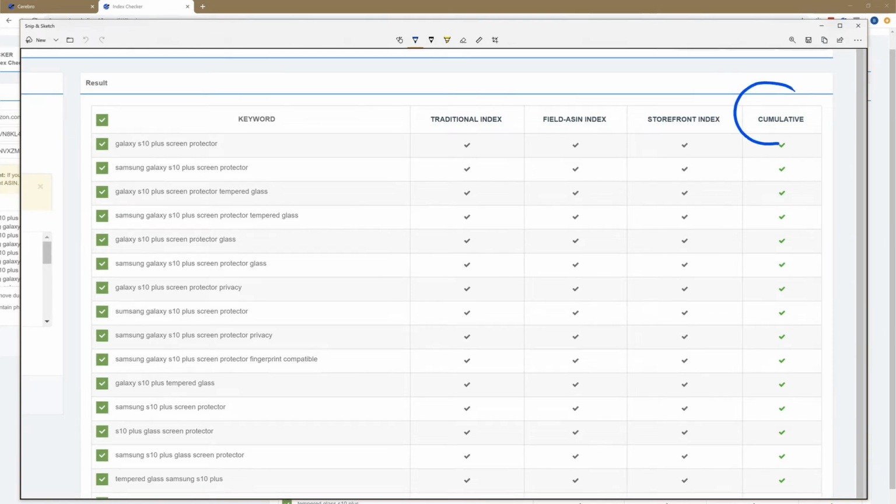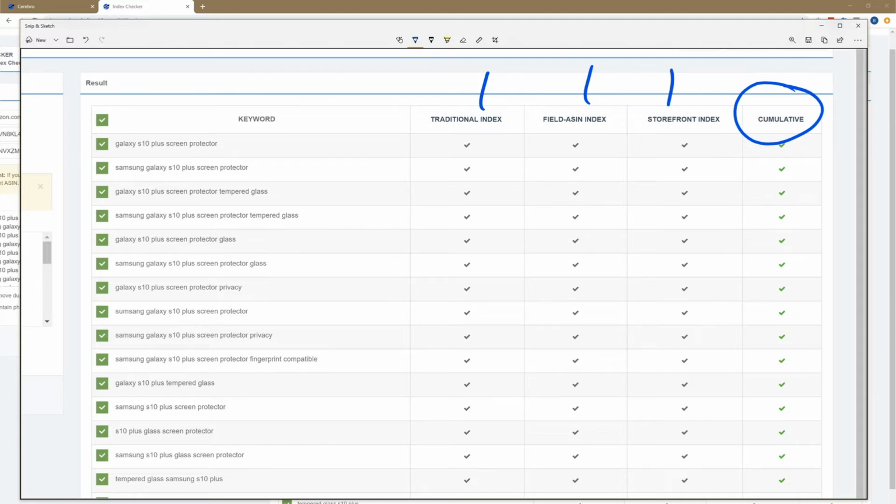So what you guys need to be focused on is this one. These other ones, we're just showing you, I think we're the only tool that does this. We're actually showing you that we're checking three different methods of indexing. Index means, are you searchable or not on Amazon.